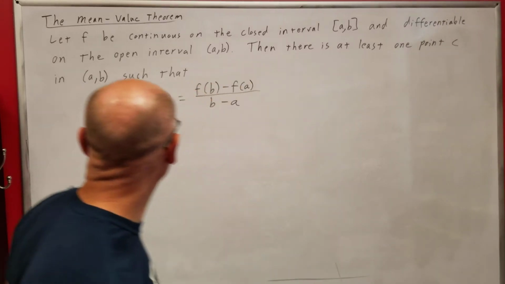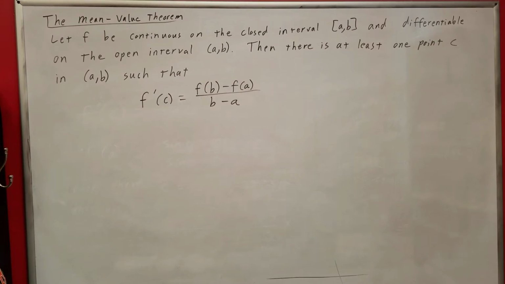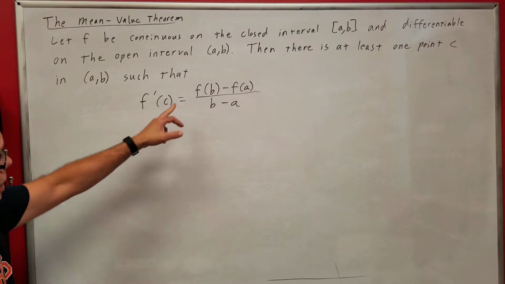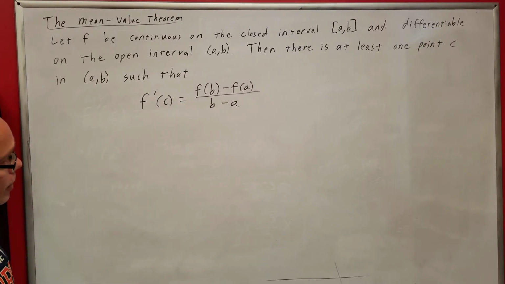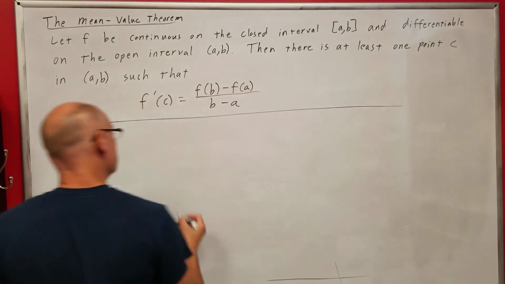Let's now look at the mean value theorem. It reads, let f be continuous on a closed interval [a, b] and differentiable on the open interval (a, b). Then there's at least one point c in (a, b) such that f prime of c is equal to f of b minus f of a over b minus a. What are they saying? Here's basically what they're saying.